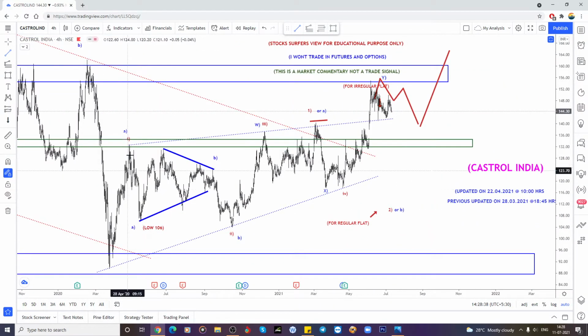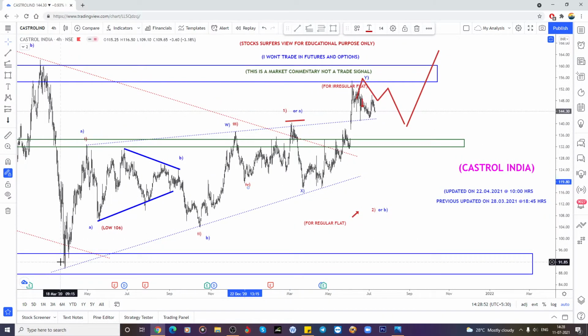See, previously I said it is a 1, 2, 3, 4 and 5. So whether this is the end of the 5, or sorry, this is the end of the 4th wave. Here 1, 2, 3, 4, 5 has ended, because everything is ABC: ABC is a 1, ABC is a 2, ABC is a 3, ABC is a 4, and A, B and C is a 5.